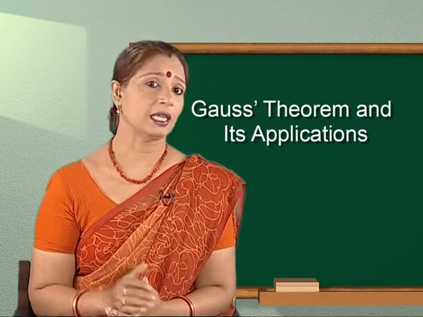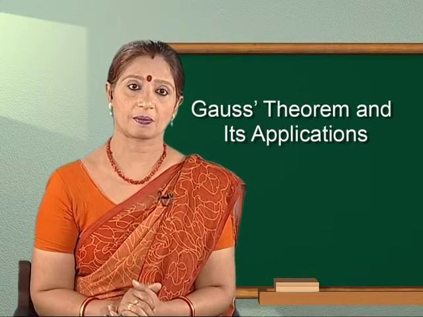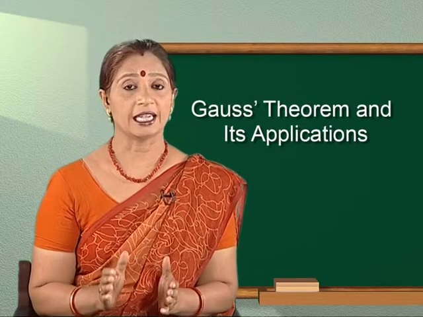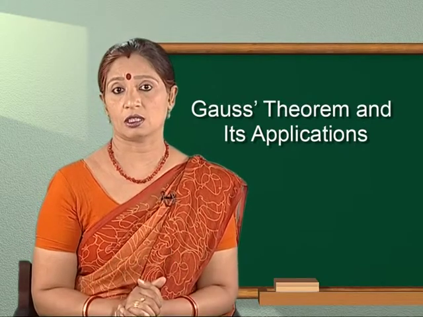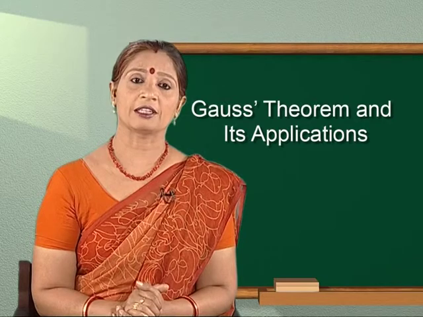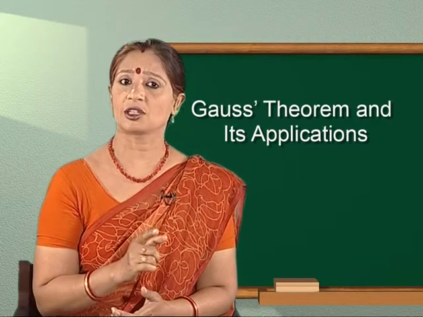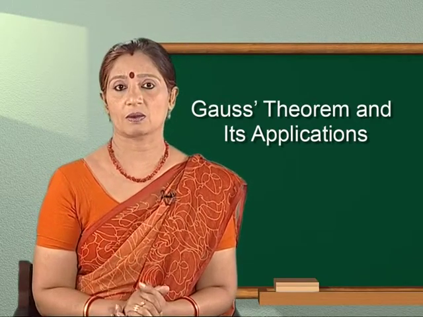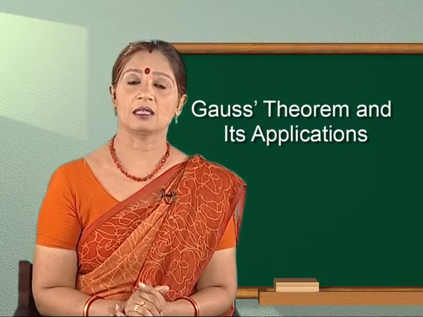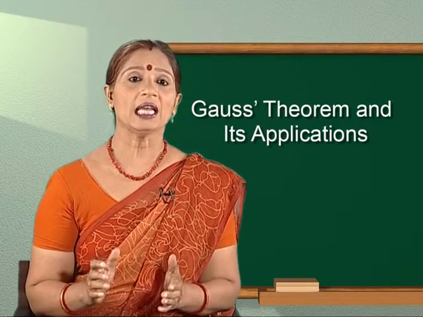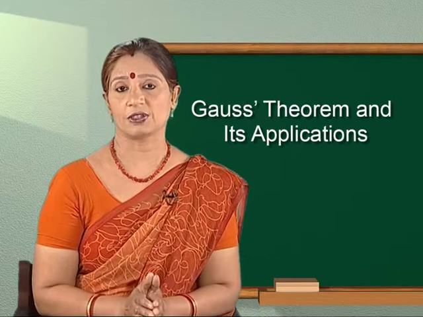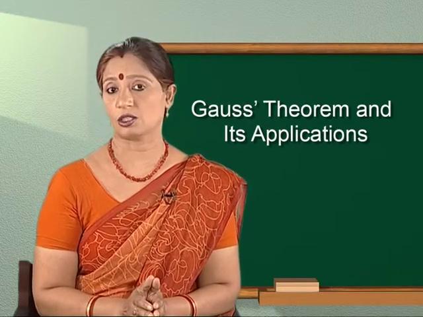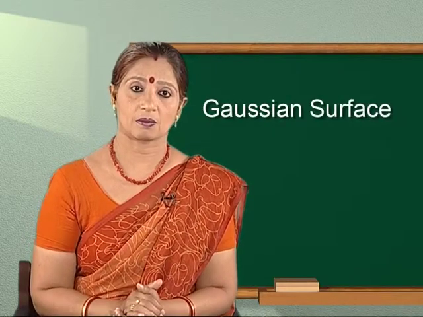If the electric field is not constant, determining the electric flux using integration becomes very tedious. For evaluating the surface integral, we have to choose a closed surface enclosing the charge distribution. The surface so chosen is called the Gaussian surface.